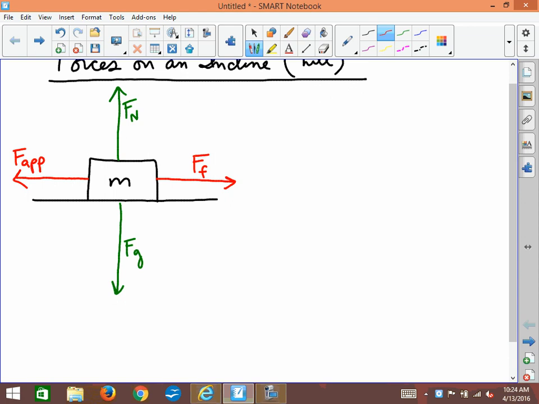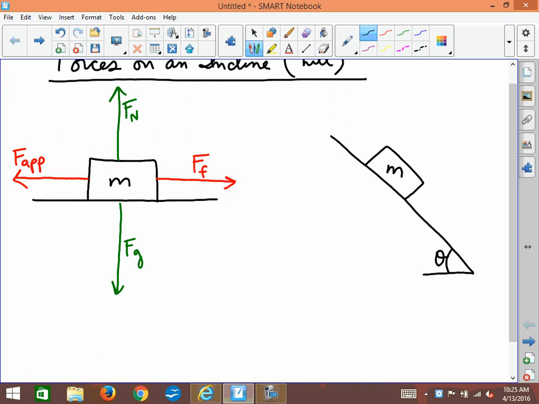What would happen, though, if the whole thing took place on a slope? Let's say we had a slope here, and there was some angle to the slope. We'll call it angle theta. Let's put our mass here on the slope. And let's try and draw the arrows.